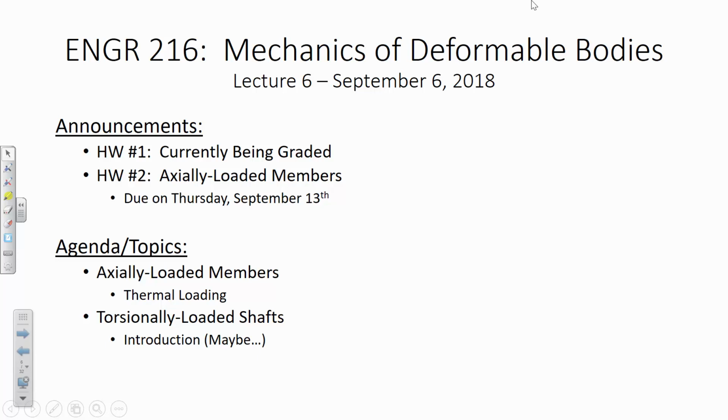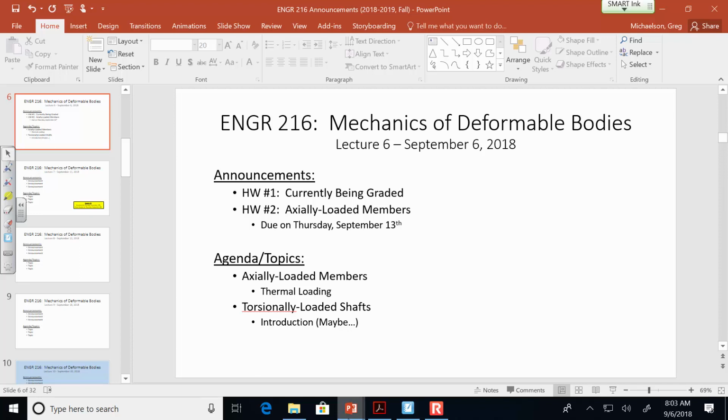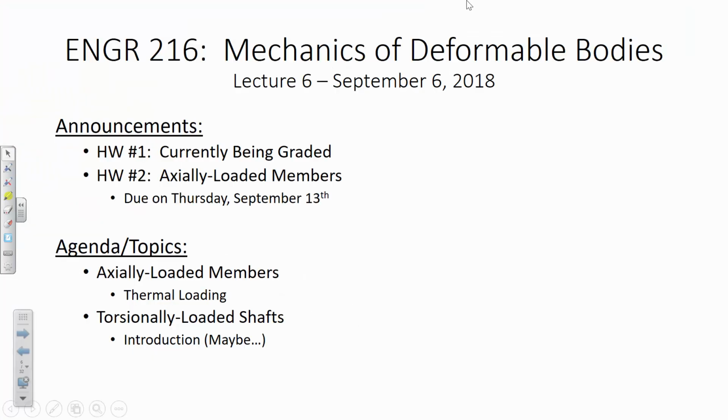In axially loaded members, we're trying to determine how much a member stretches, where in torsion, we're trying to determine how much a member twists. So we're dealing with shear stresses instead of normal stresses and angle changes instead of deflections. But in the end, a lot of the equations are very, very similar. But that'll become clear when we talk about it. Any questions about anything before we get kicked into stuff?